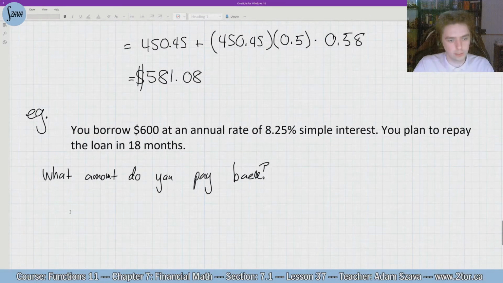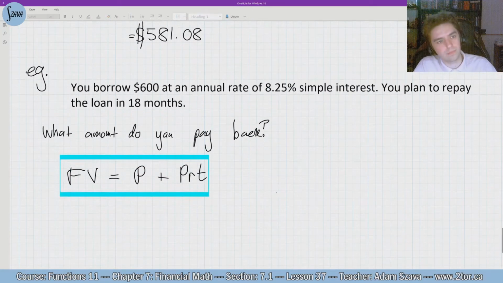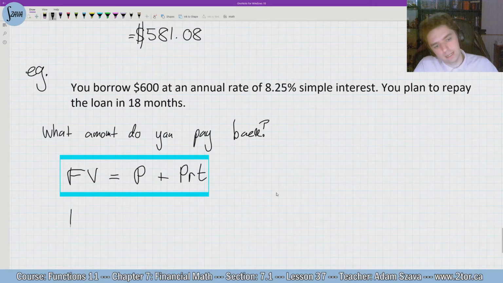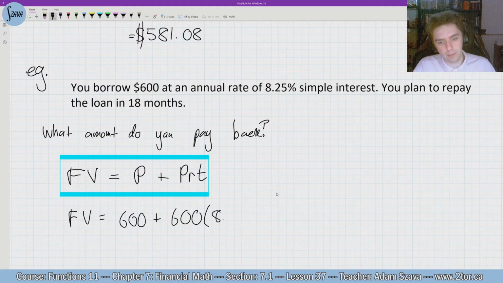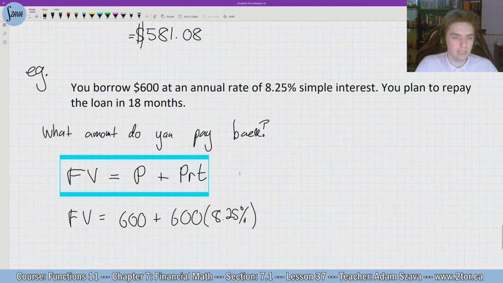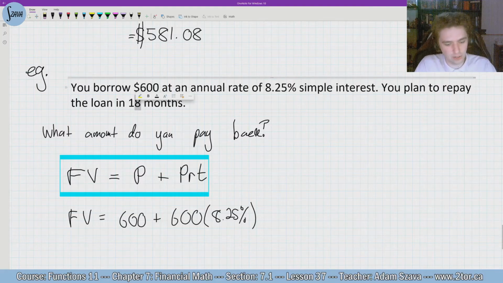So the first two parts of this question are very similar. The future value is equal to the principal, which is $600, plus 600 times the annual rate, 8.25%, times the number of years that have passed. So 18 months, once again, let's make it a little bit more interesting. What if it's 19 months? Because you already know what 18 months is, 1.5. Let's make it 19 months just to make it a little bit more complicated.